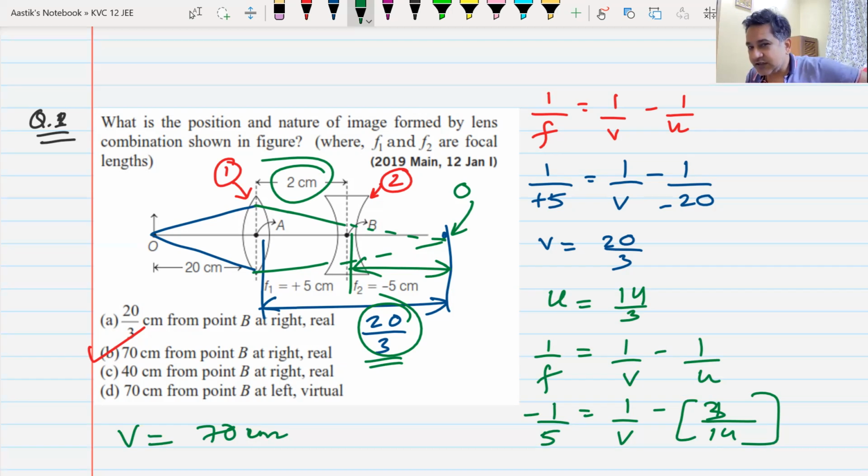But there are two options: real or virtual. Is it a real image or is it a virtual image? How do you find out whether it's real or virtual?